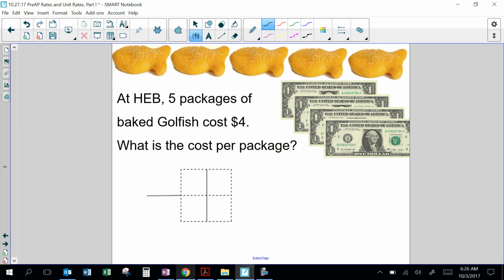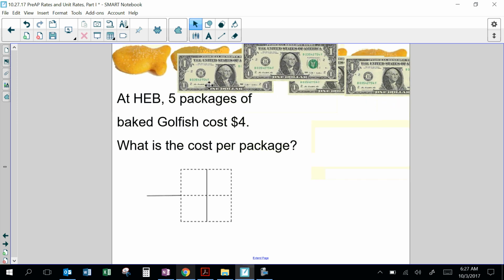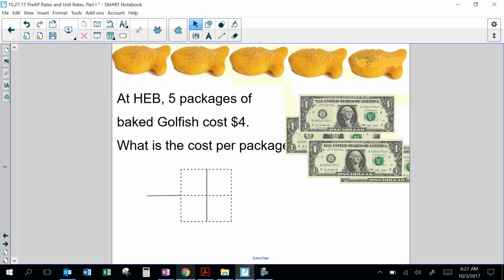So at HEB, 5 packages of baked goldfish cost $4. So each student will be getting a baggie of goldfish. So 5 packages of baked goldfish cost $4. What is the cost per package? What is the cost for each package, for every one package? So I see, let's see, would it be $1 for each one? No. So let's make a prediction. Would it be less than $1 or more than $1? It'd probably be less than $1 for each goldfish package.